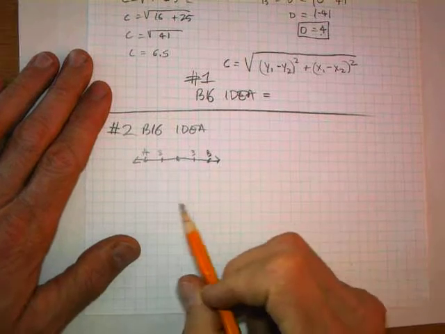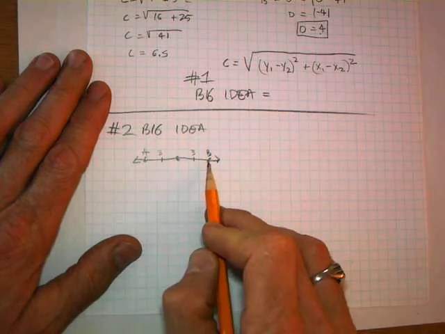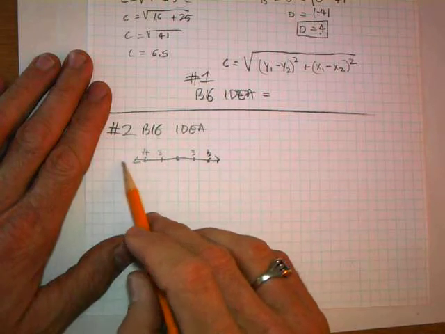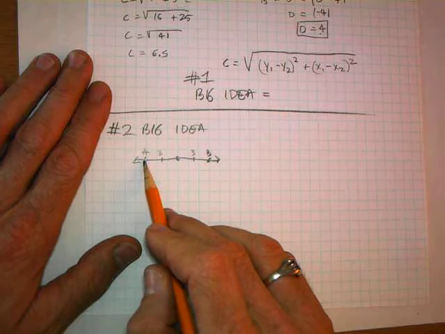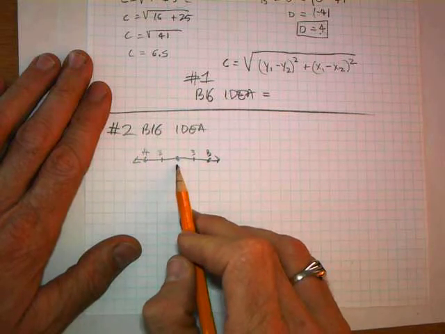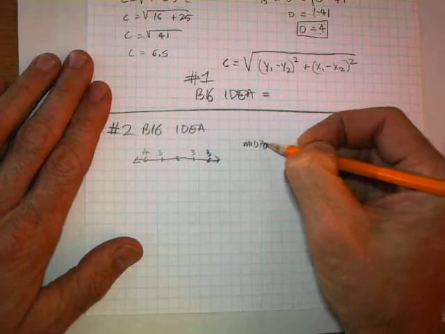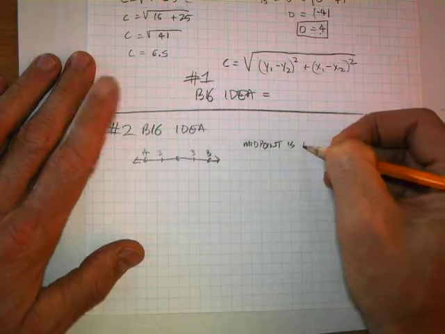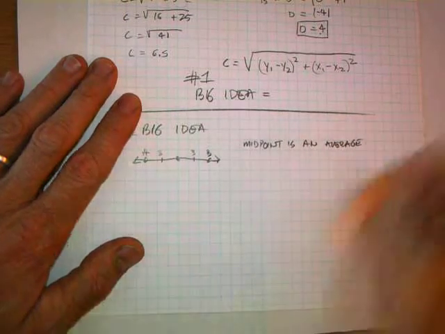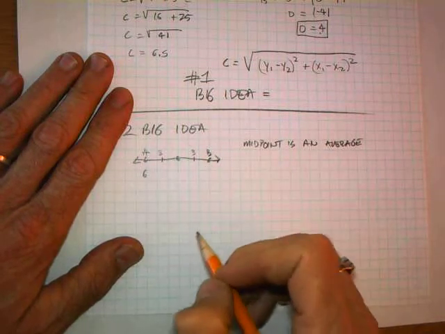All right. So now what we're really saying is that if you have this total distance here, it's like if somebody had $3 and another person had $9, on average they had $6. So the idea is, the midpoint is an average.